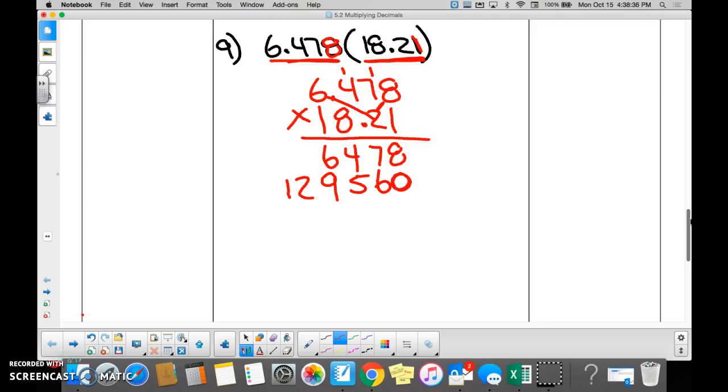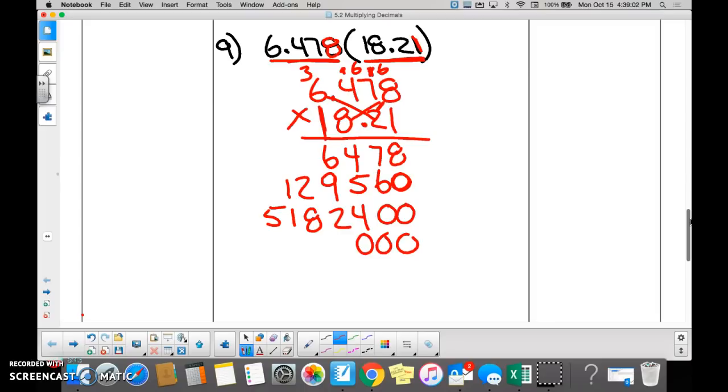Now I'm going to move to my 8's. I'm going to put 2 place value holders in. 8 times 8 is 64. Put down the 4. Carry the 6. 8 times 7 is 56. Plus 6 is 62. Put down the 2. Carry the 6. 8 times 4 is 32. Plus 6 is 38. Put down the 8. Carry the 3. 8 times 6 is 48. Plus 3 is 51. Now I've got the last one to calculate, which is my 1.